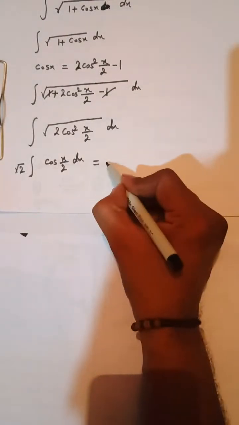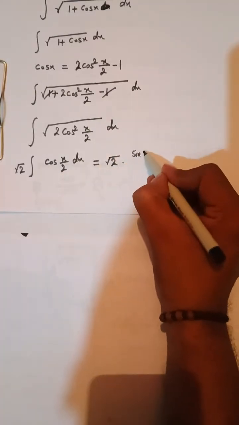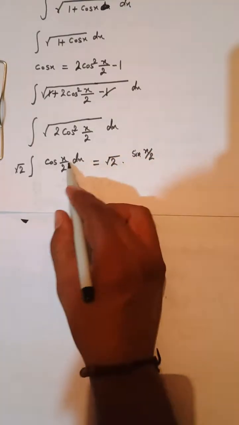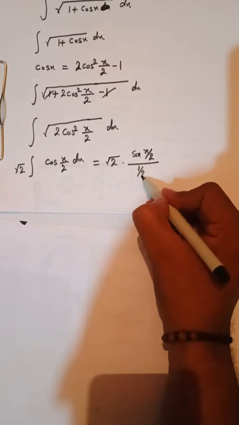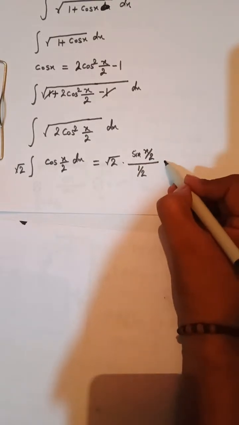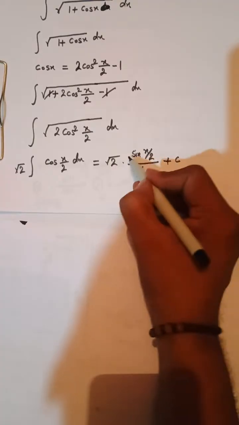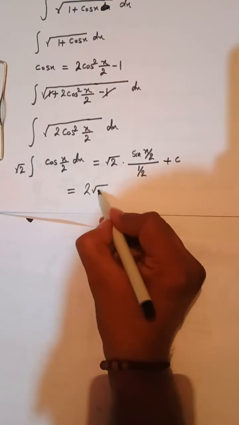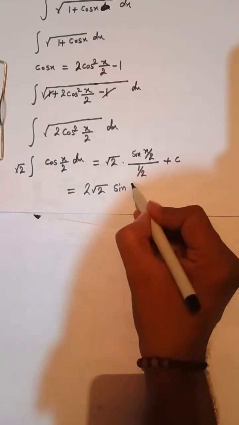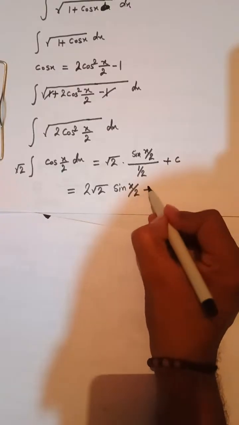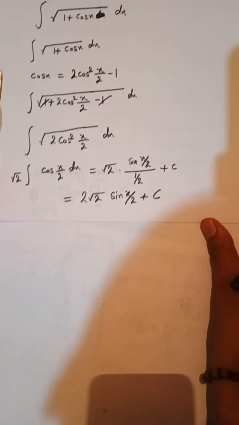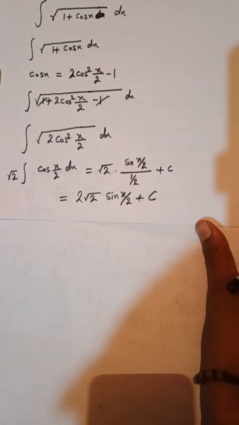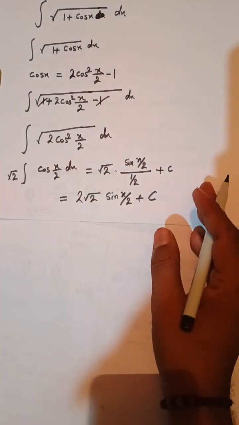So this will be root 2, and cos x by 2 is giving us sin x by 2. Here the coefficient of x is 1 by 2, so I am just dividing by 1 by 2. Then plus c, so 2 will go up, and we have 2 root 2 sin x by 2 plus c. So this is the solution of the integration of root under 1 plus cos x into dx.